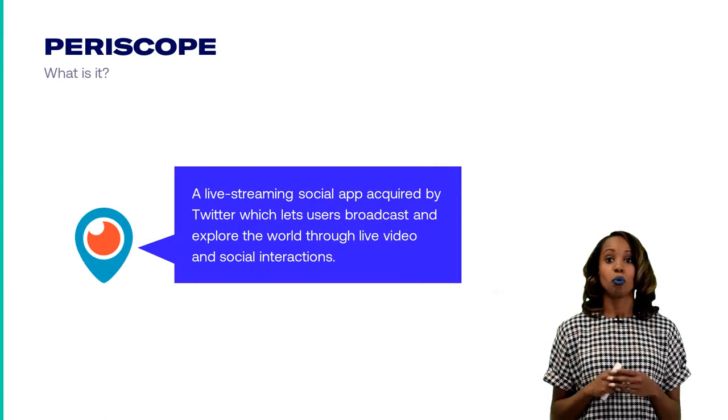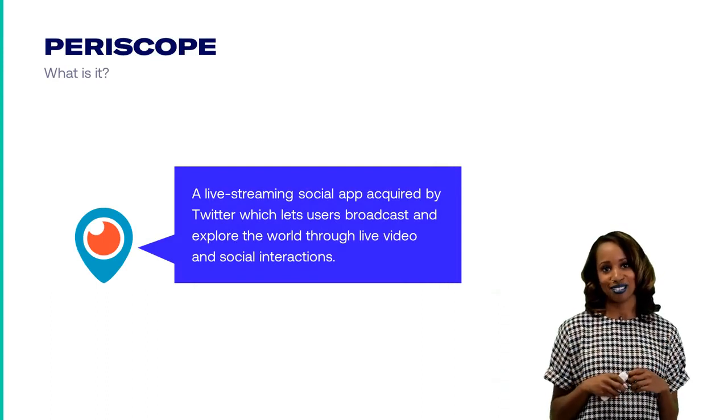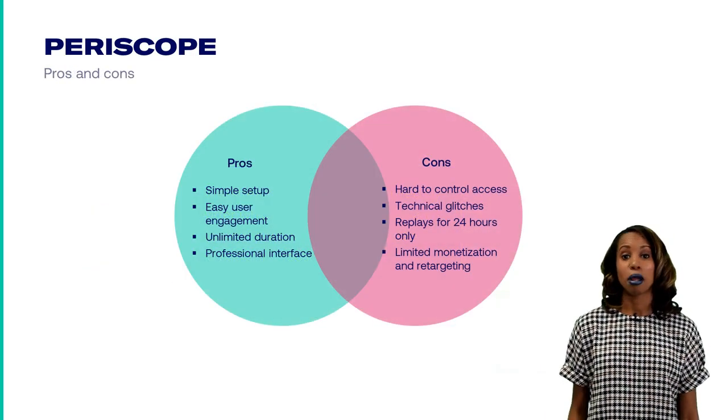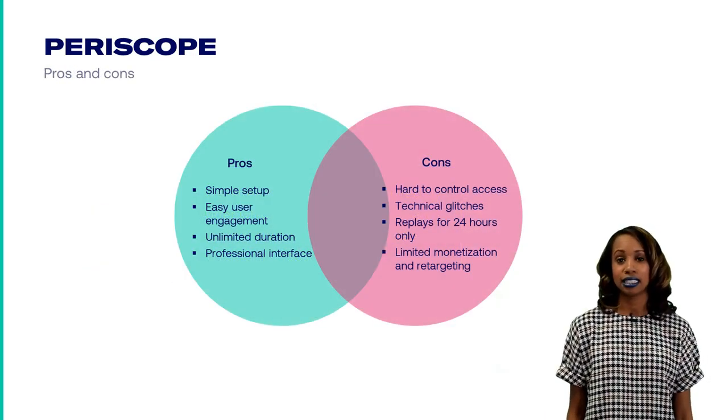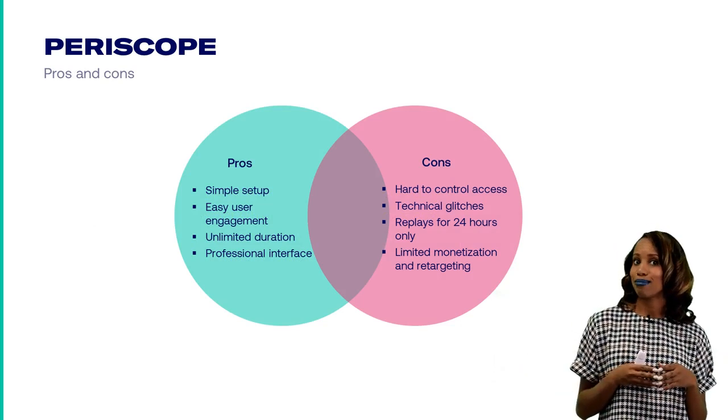Let's talk about Periscope. Periscope is a live streaming social app acquired by Twitter, which lets users broadcast and explore the world through live video and social interactions. As with anything, Periscope does have its pros and cons. It's very simple to set up, making it ideal for impromptu streams on the go.